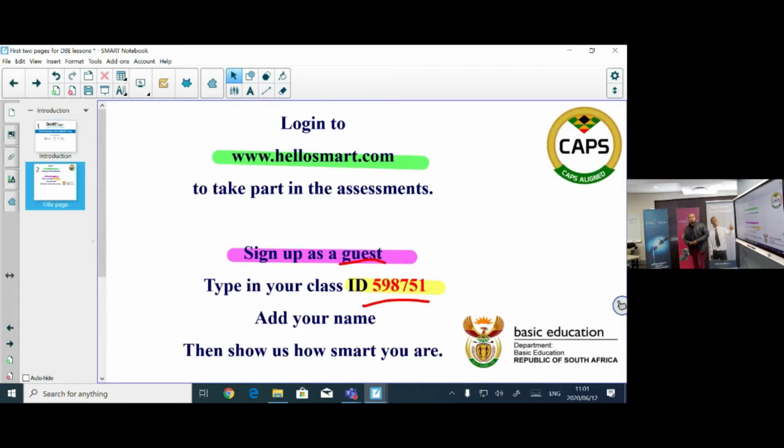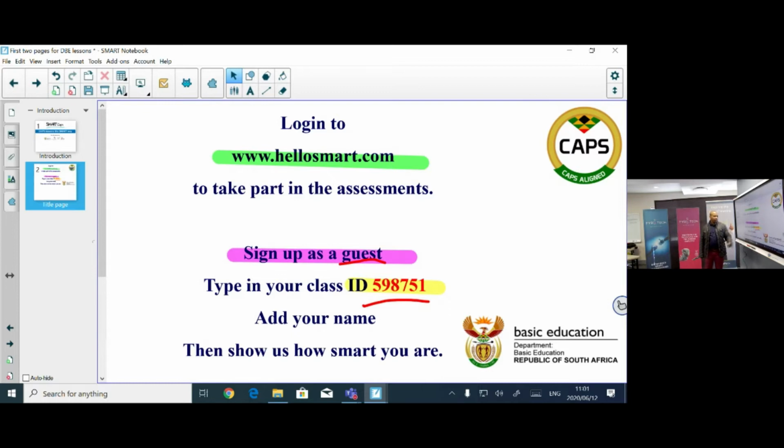Along with that, you'll be required to have some assessment, which you can easily access on our site. You type hellosmart.com. So you simply go on your device, whether it's a smartphone, a laptop, or any device that is able to go on internet. And then if you have a bit of data, you connect to www.hellosmart.com. And then you sign up as a guest, which is just a click away.